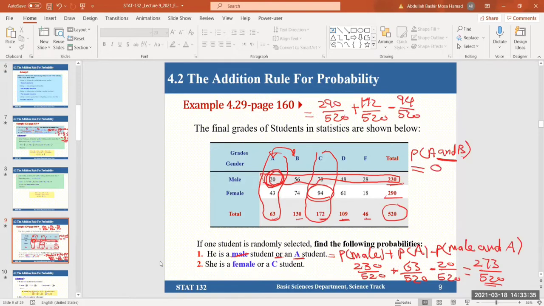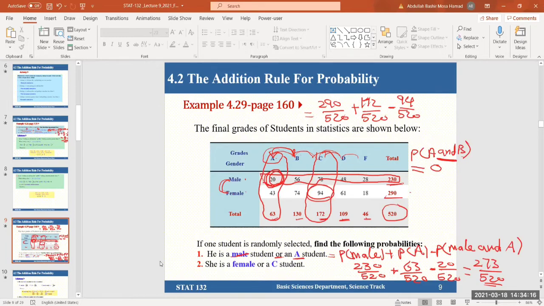No intersection between rows, no intersection between columns, but intersection between rows and columns. For example, A and male, yes, exists. B and female exists. But male and male, no, it's disjoint. Male and female, disjoint. A and B, disjoint. B and C, disjoint. C and D, disjoint. So among columns, no intersection. Among rows, no intersection. But columns with rows, yes. Clear?